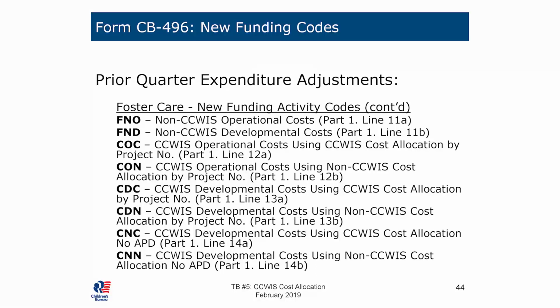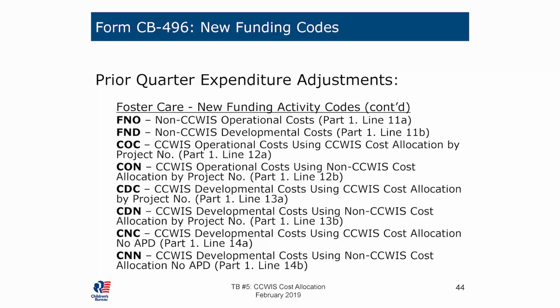13A and 13B, you are now going to need to report the prior quarter adjustments in Part 1 of the CB 496 in column C, the total amount by project number, or the net total by project number, and also report using the new funding codes in Part 2.